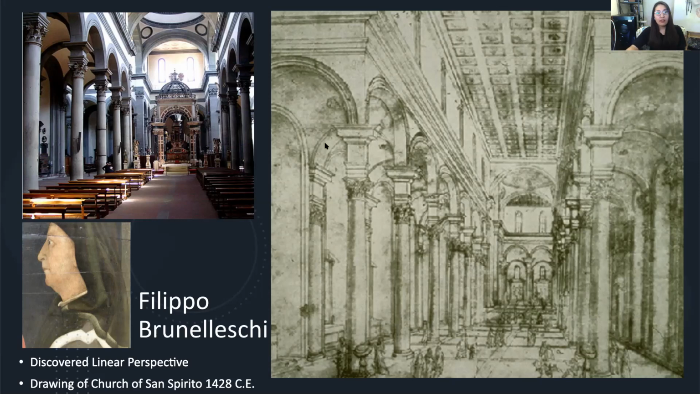The picture on the left is an image of this church now. If you compare this photo with his sketch, you can see the amazing accuracy and realism of his sketches. Brunelleschi's achievement in linear perspective made a huge impact on the rise of modern science, architecture, engineering, and art, helping us draw more accurate, realistic paintings and drawings.